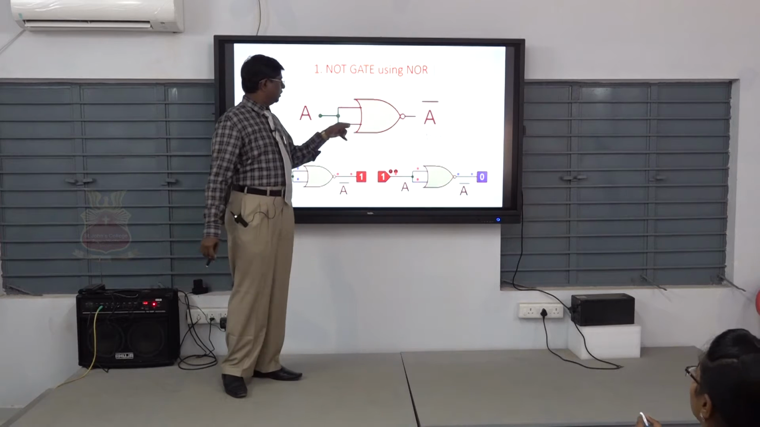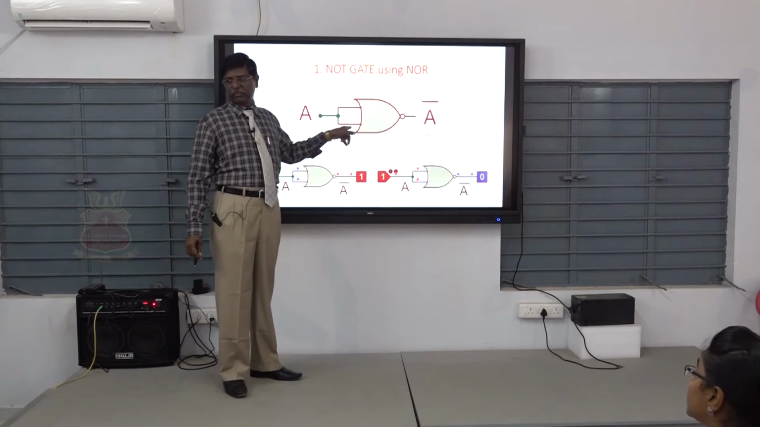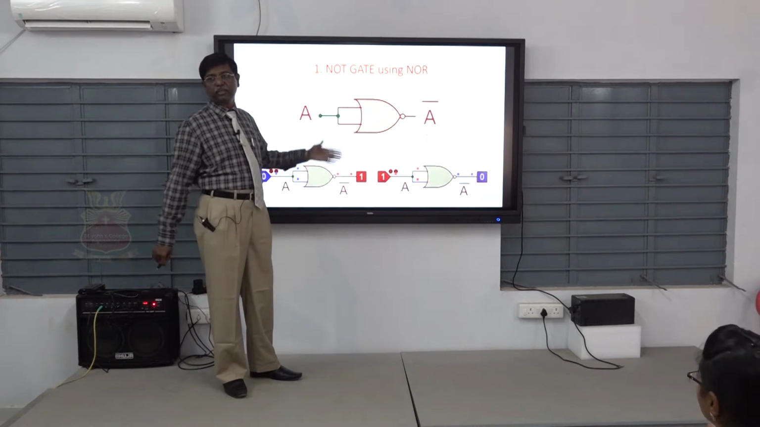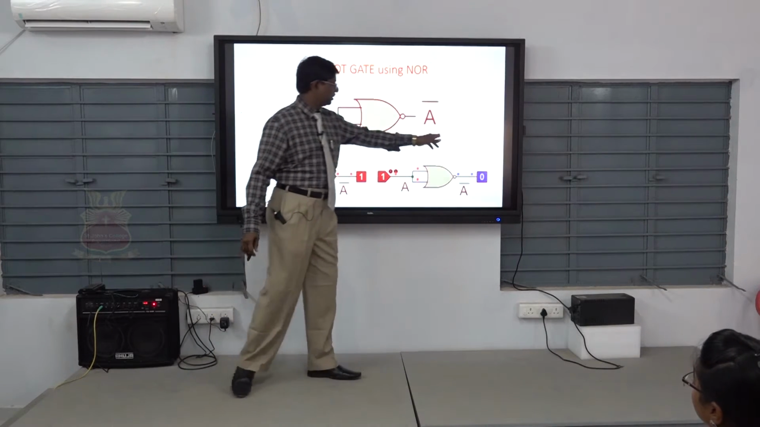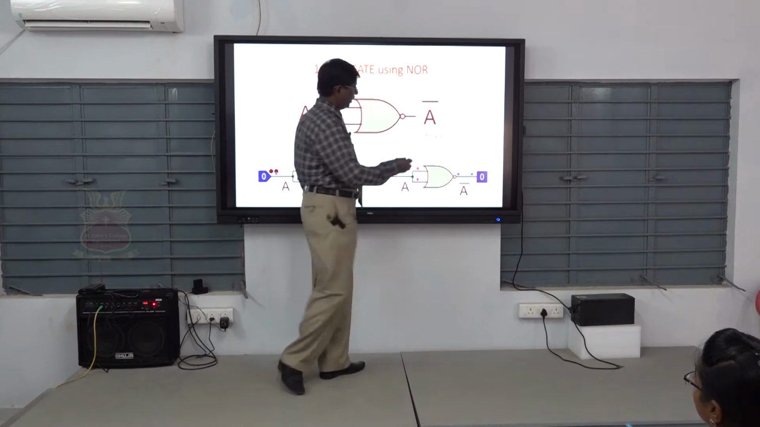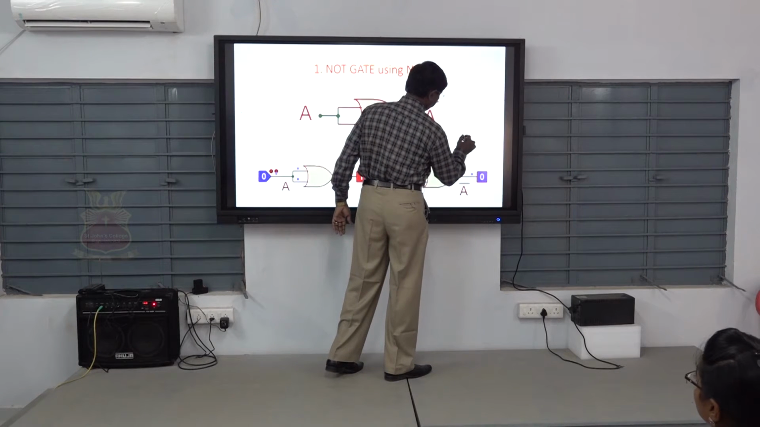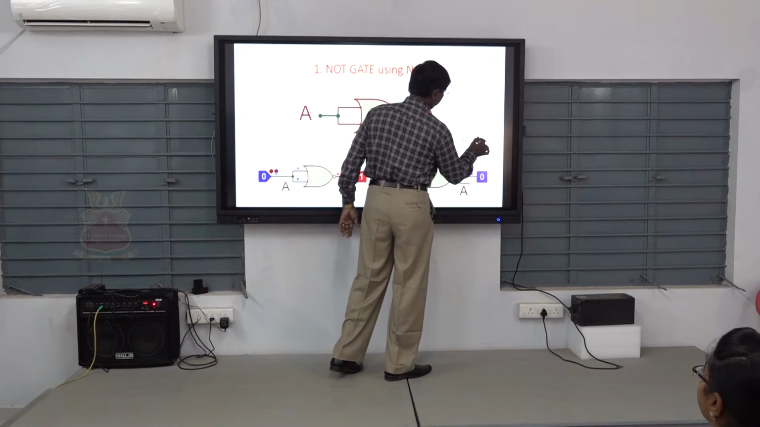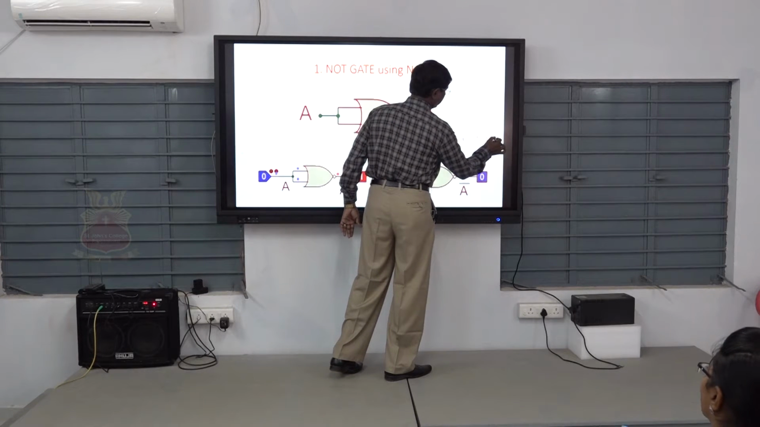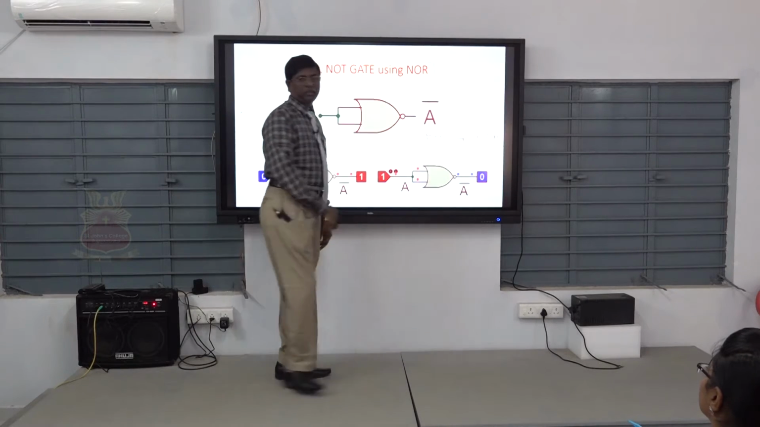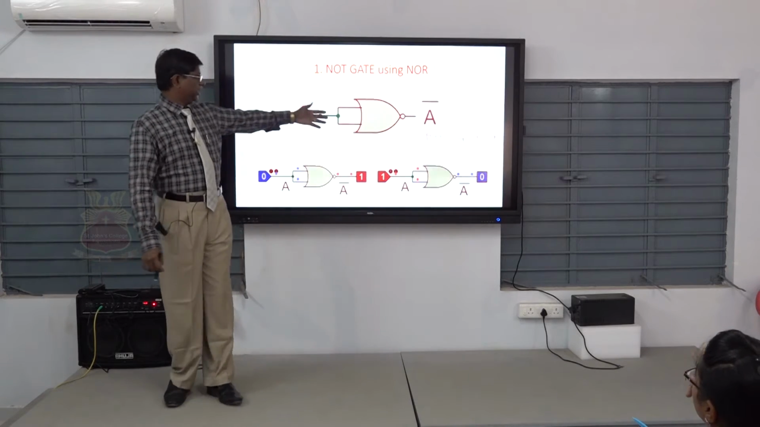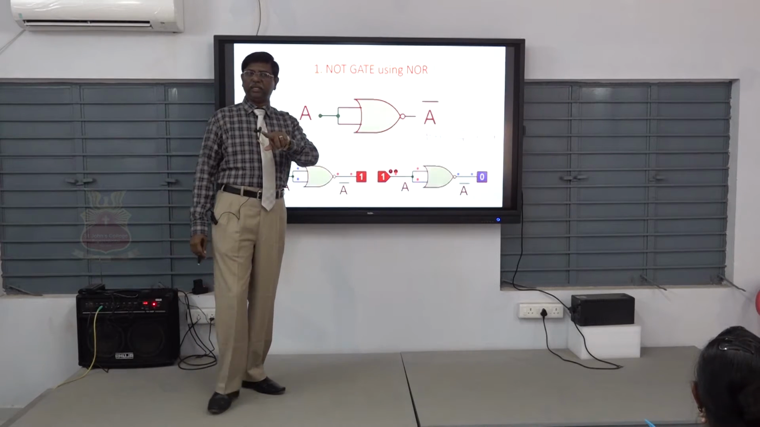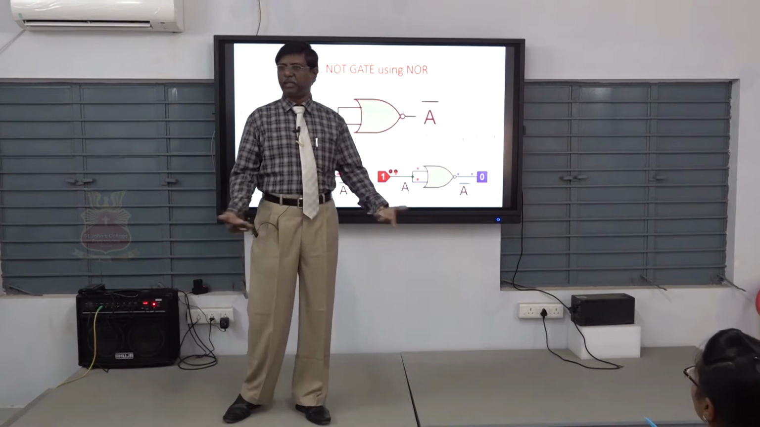Because A and B are the usual inputs. Now we have put the same input for both the input terminals, so the input becomes A plus A. So A plus A bar. What is A plus A? A plus A is A. So it becomes A bar. Therefore, we can say the output is not A. Therefore, with this simple arrangement, a NOR gate can be easily converted into a NOT gate.